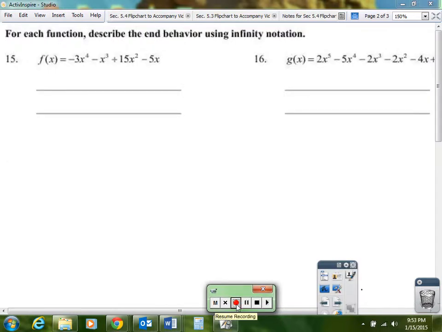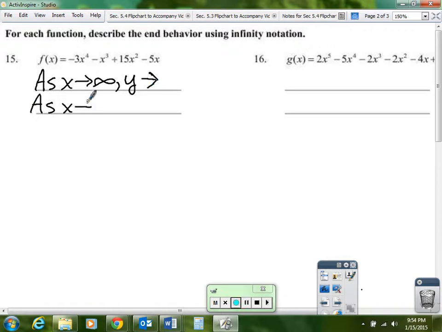Let us consider problems 15 and 16 here about end behavior. So we write as x approaches infinity, that's the proper notation. We want to know what is y doing. We also want to know what is going on as x approaches negative infinity. What is y doing? Let us remember that as x approaches infinity means what's going on the far right-hand side of the graph. As x approaches negative infinity is what is going on the far left-hand side of the graph. Let's write the same notation over here on the other side.